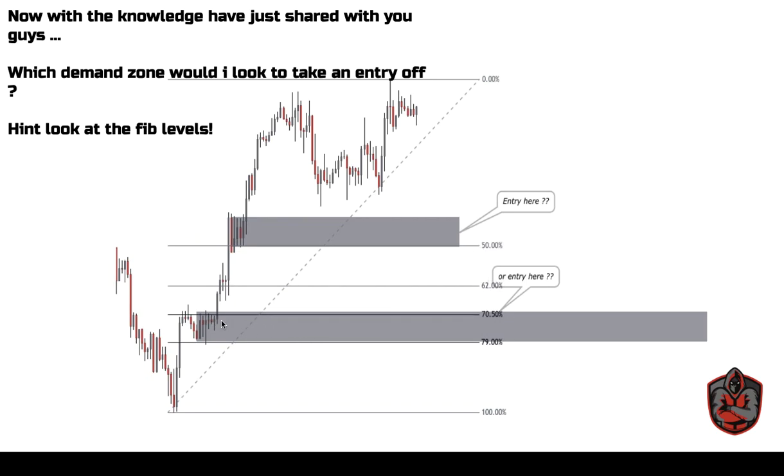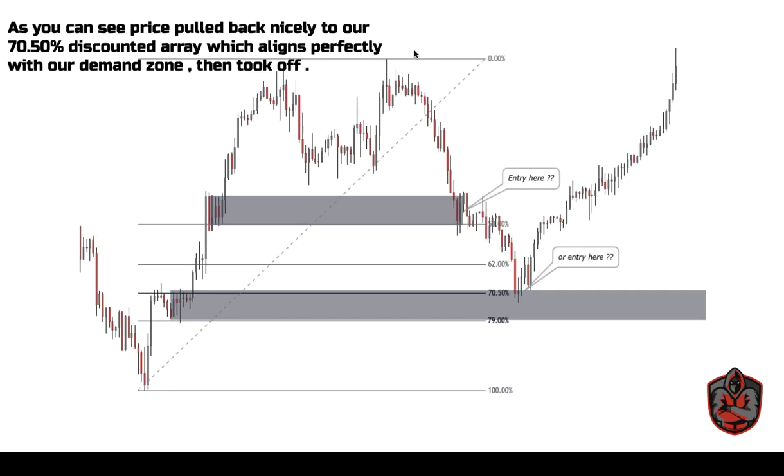Now look at this zone that I had marked out. That aligns perfectly with our 70.5 and 79%. So now out of these two zones, with what I just taught you, which zone would you go with? This one, right? As it's in a discounted level. So when price pulls back, institutions would be buying at a cheaper price to then push price back up. Does that make sense? So as you can see here, price pulls back to a discounted demand zone and then moves over to the upside.